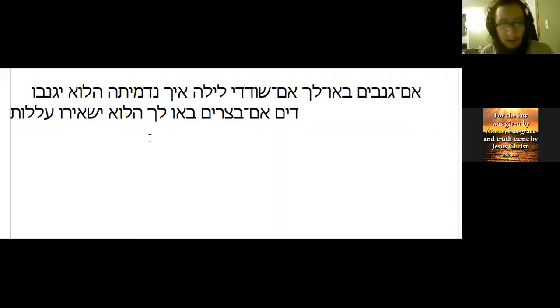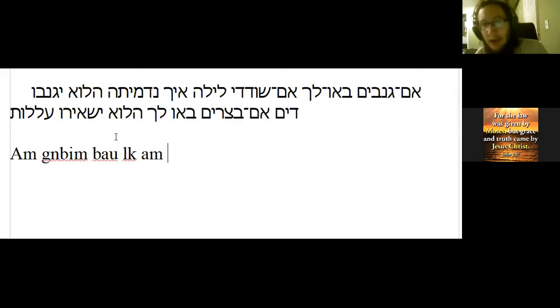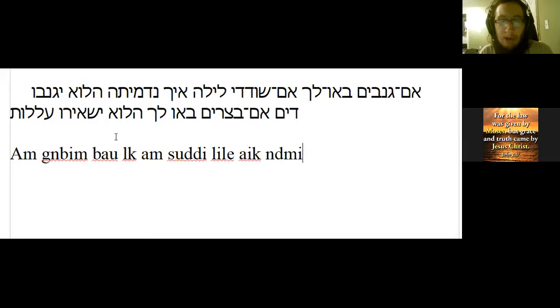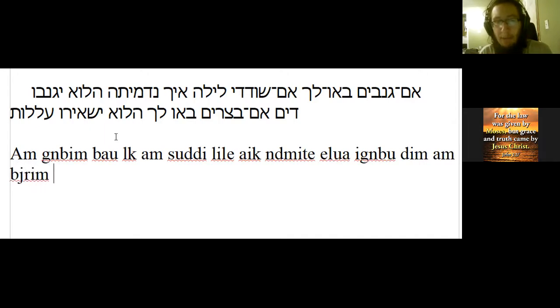All right, so what we got here is Aleph Mem Gimel Nun Bet Yod Mem Bet Aleph Wa Lamed Kaf Aleph Mem Shin Wa Dalet Dalet Yod Lamed Yod Lamed Hey Aleph Yod Kaf Nun Dalet Mem Yod Tav Hey Hey Lamed Wa Aleph Yod Gimel Nun Bet Wa Dalet Yod Mem Aleph Mem Bet Sadi Resh Yod Mem Bet Aleph Wa Lamed Kaf Hey Lamed Wa Aleph Yod Shin Aleph Yod Resh Wa Ayin Lamed Lamed Wa Tav. All right.